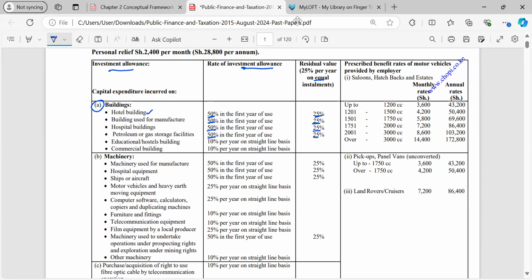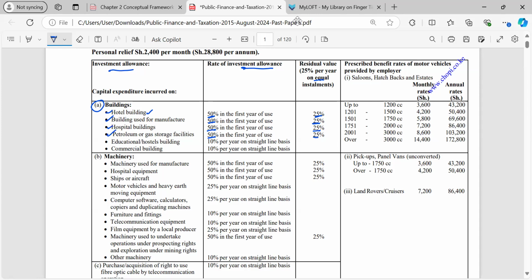50% in the first year of use, after which 25% on straight line basis. What does that leave us with? That is the first category of buildings which qualify for 50% and then 25%. That first category contains hotel buildings, buildings for manufacturing, hospital buildings, and petroleum and storage gas facilities.